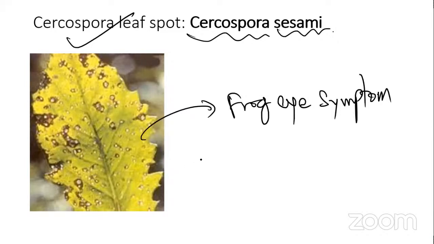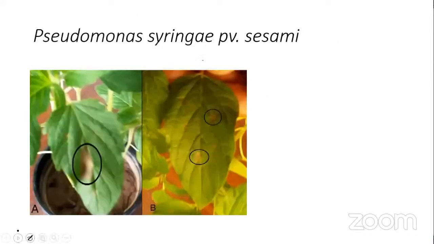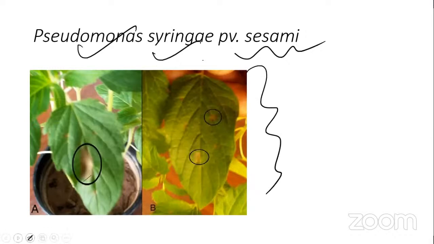Alternaria will have a target board symptom. It will be more of a brownish color, but here you can see grayish centers. So this is one criterion where you can differentiate between Cercospora and Alternaria. And once the infection is very high, blighting will take place. And this is bacterial leaf spot, which is caused by Pseudomonas syringae pv. sesami. I think this one I also covered in the last class.